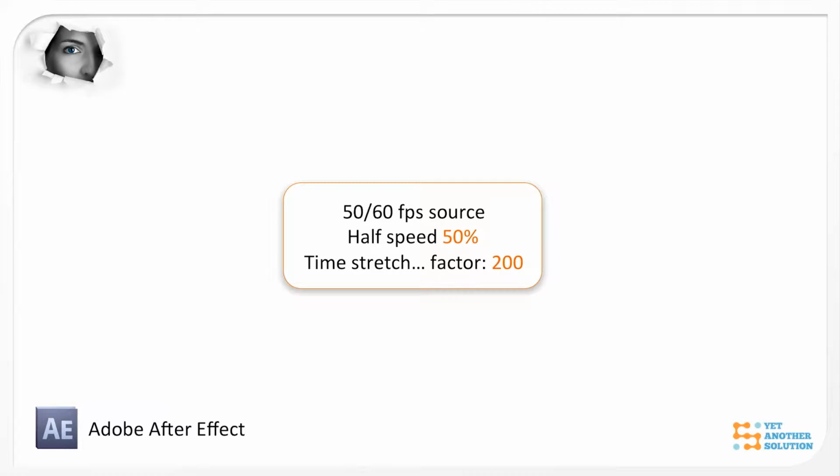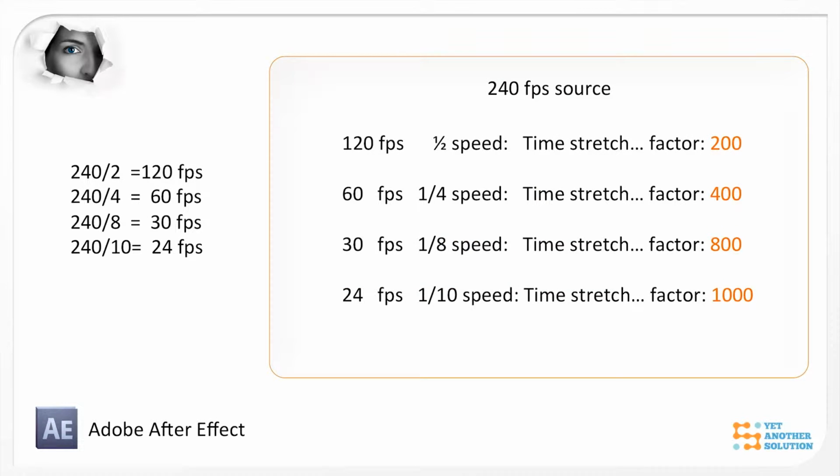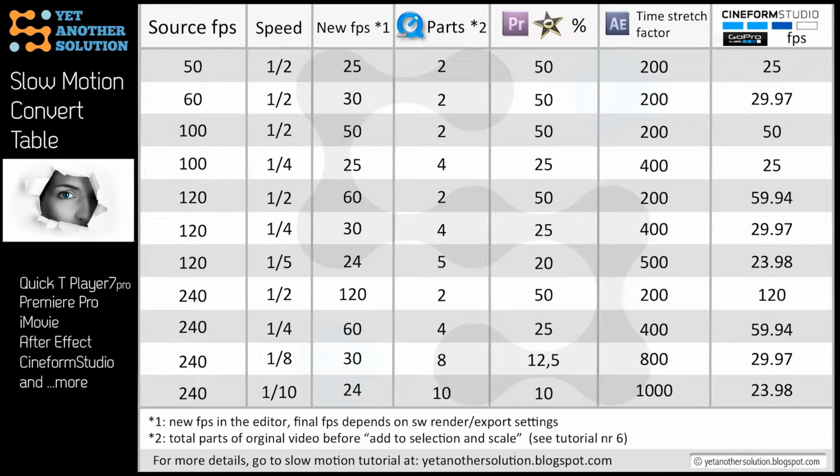So in After Effects, you put in this time stretch factor. If you want half speed over a 50 or 60 frames per second source file, then you put in 200 as the stretch factor. We can then have a quick look at a 240 frames per second source file. If you want it 4 times slower, then you end up with 60 frames per second, and the stretch factor is 400. All this calculation is not advanced at all, but it's kind of nice to have this overview.